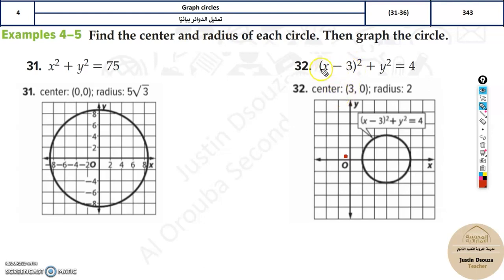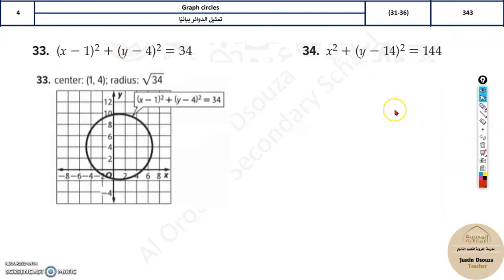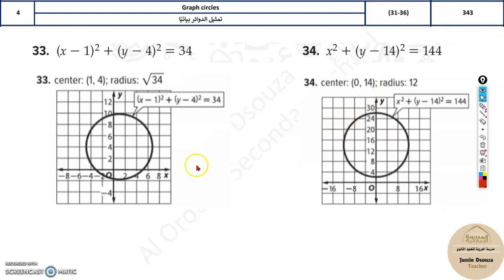It's only positive 3 because it's very easy to remember this. Whenever you have minus over here, remember the center is positive. If it was plus over here, it would have been minus 3. That is how we can remember easily. And then 3 means 1, 2, 3. So this is the center, 3, 0. And the radius 2 mentioned over here is square root of 4. Radius will be 2, 1, 2. So that's it. That is how easily you can find the answers.